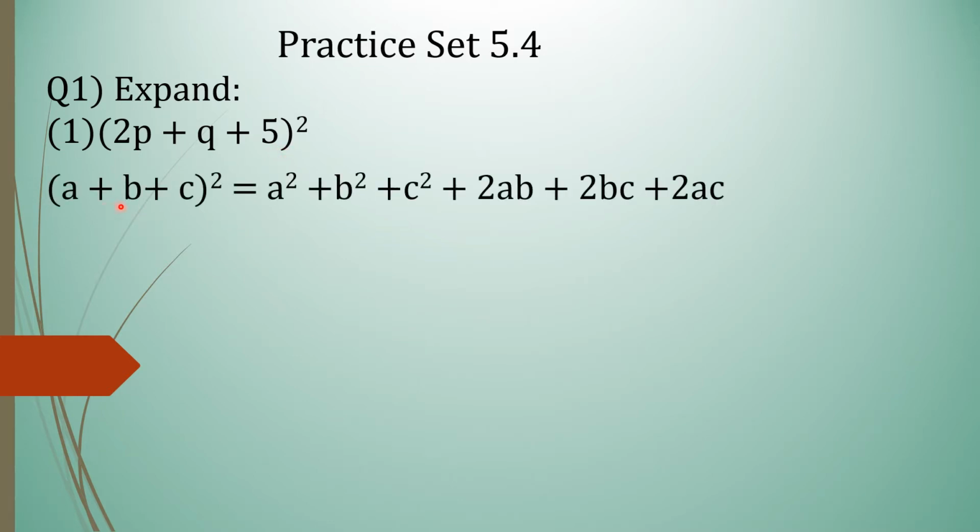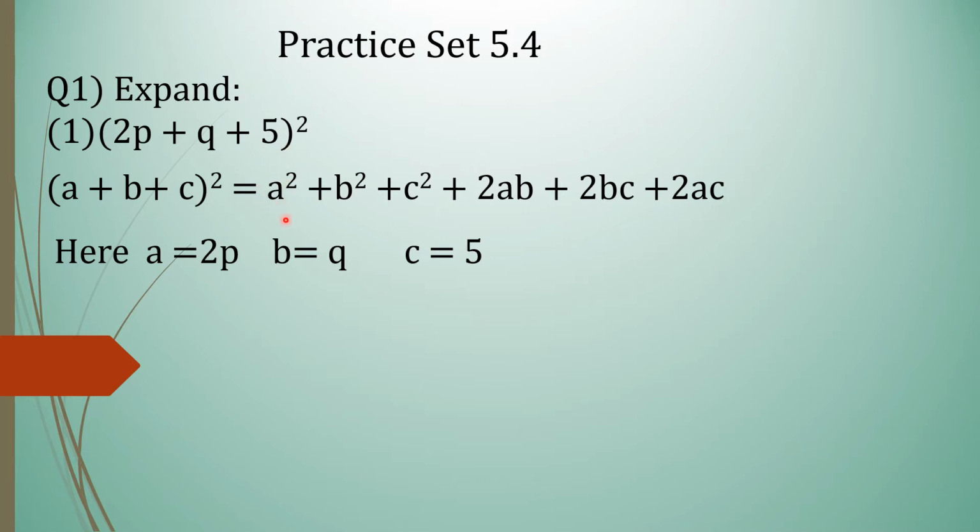Now the first question, expand. Now what is given? (2p plus q plus 5) the whole square. So three terms are here. So we'll use the formula (a plus b plus c) the whole square equal to a square plus b square plus c square plus 2ab plus 2bc plus 2ac. So we'll put here our a is equal to 2p. You can see this is a term, so 2p, b is q and c term is 5.